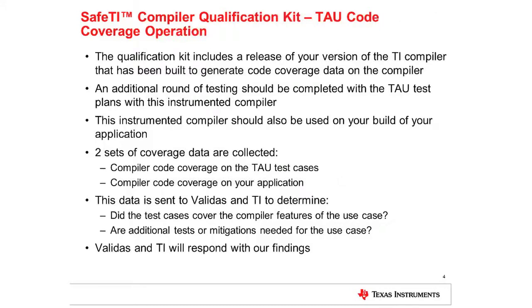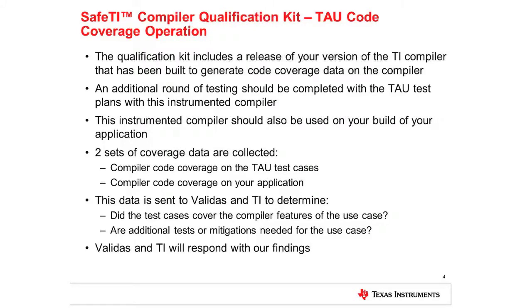First, an additional round of testing is run with the TAU test plans using the instrumented compiler. Second, the instrumented compiler is also used during a build of your application. This process involves collecting two sets of coverage data. One, the compiler code coverage on the TAU test cases that were run, and two, the compiler code coverage on your application. You then send this data to Validus and TI, and we determine two different things.